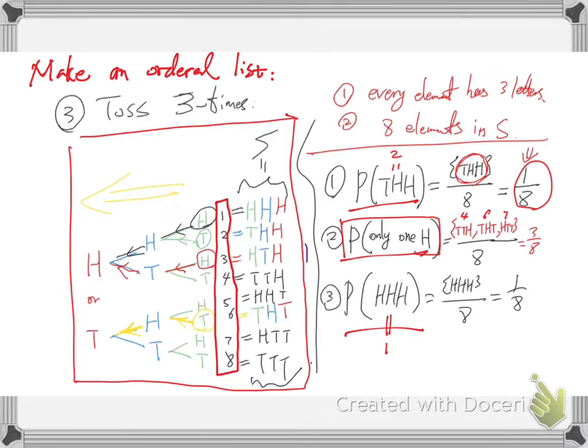Case 2. You make a list and then you look at how many elements satisfy the condition for probability. Those elements are the numerator, so you count them. And the denominator is 8 because in total we have 8 ordered elements in set S. So this is case 2. You make a list, follow the tree method.